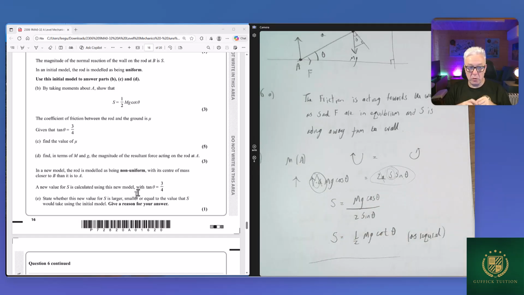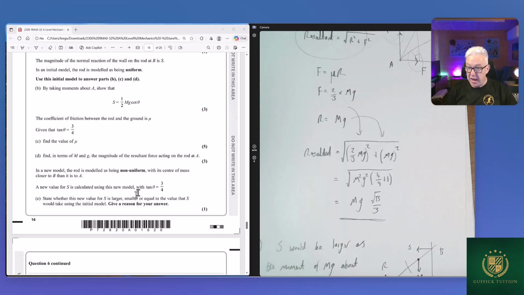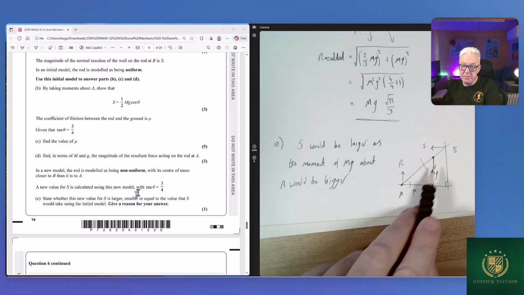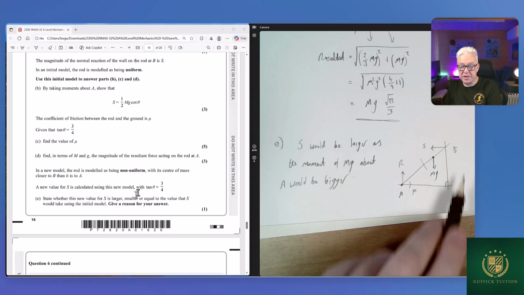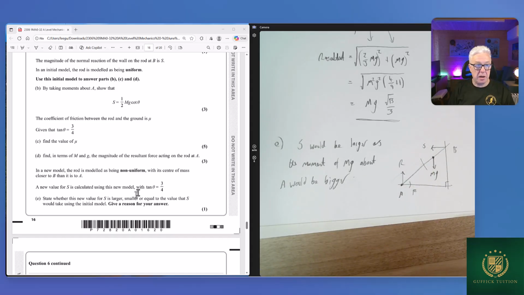The answer for one mark to the last bit is S would be larger as the moment of mg about A would be bigger. Because we've got a larger distance, this moment is going to be bigger. It's all still in equilibrium, so that means that this S must be larger.